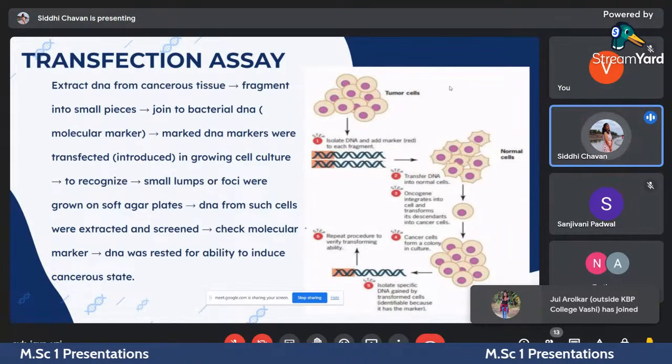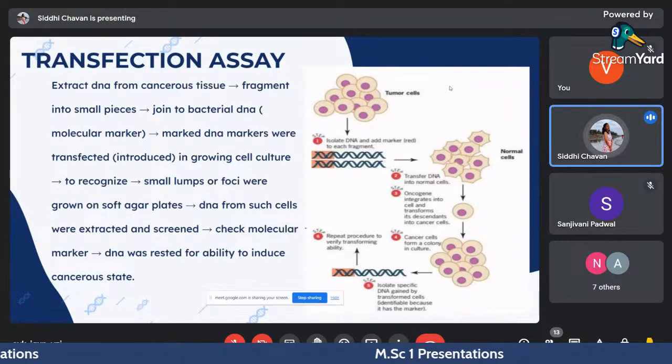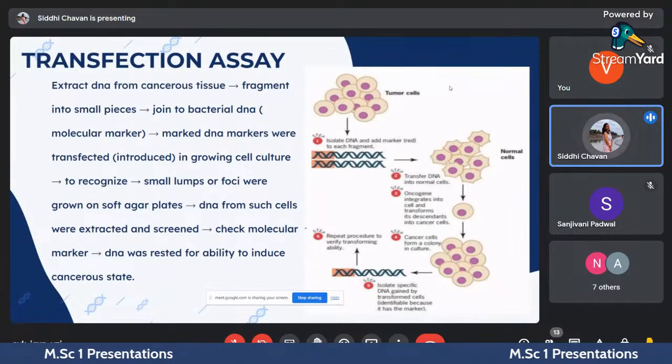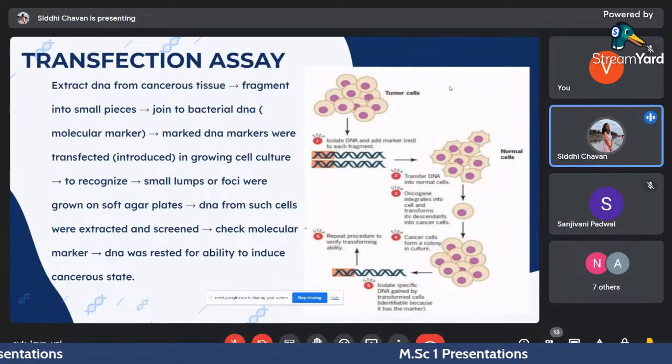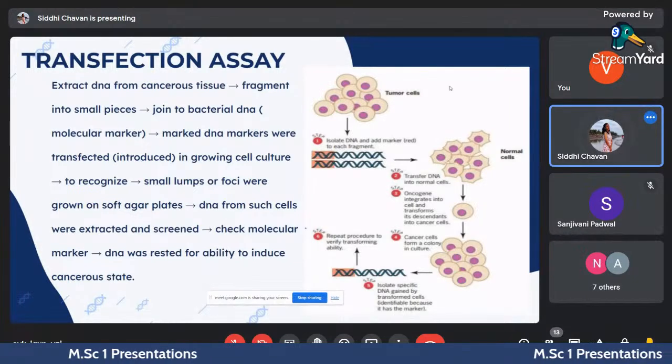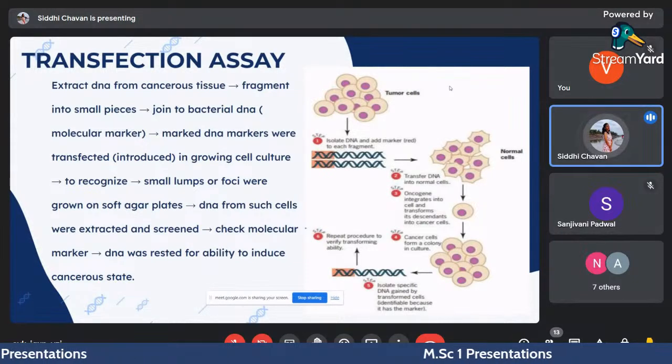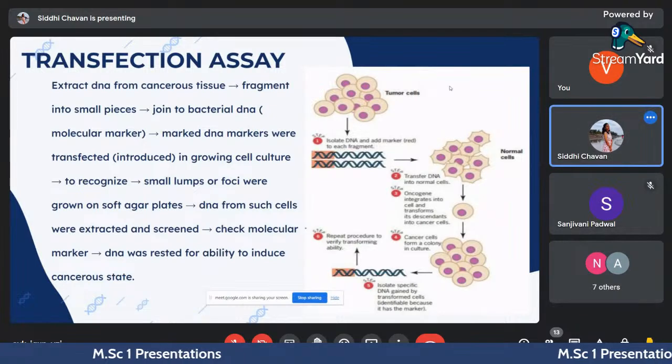To perform this assay, the DNA is extracted from the cancerous tissue. Then they are fragmented into small pieces, and these pieces are then joined to the bacterial DNA, which acts as a molecular marker. Then these marked DNAs are transfected, or we can say introduced, in the actively growing cell cultures.